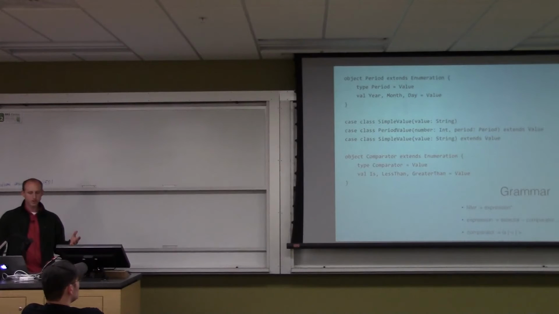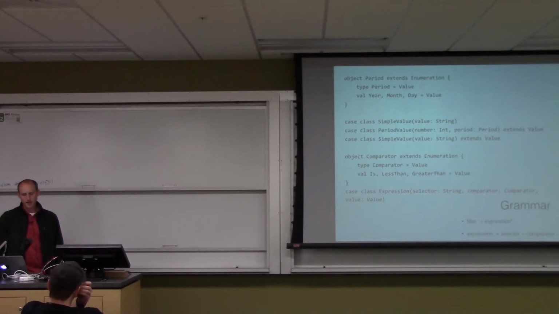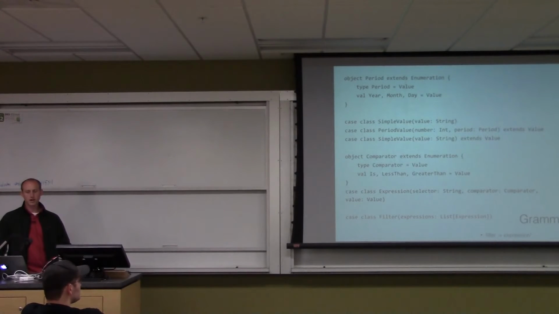A comparator, we'll just make it an enumeration. It can be one of those three values: is, less than, or greater than. And then our expression has a selector, comparator, and a value. And then finally, our filter, which is a list of expressions. So there we go. These are all really simple. They're case classes, no logic. They're just models, really.